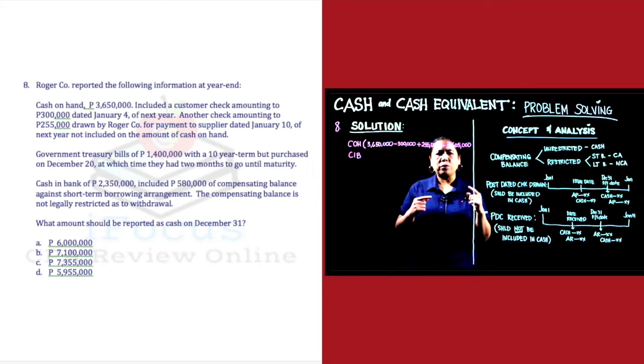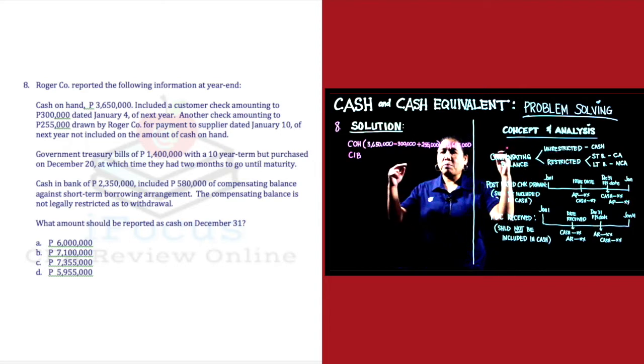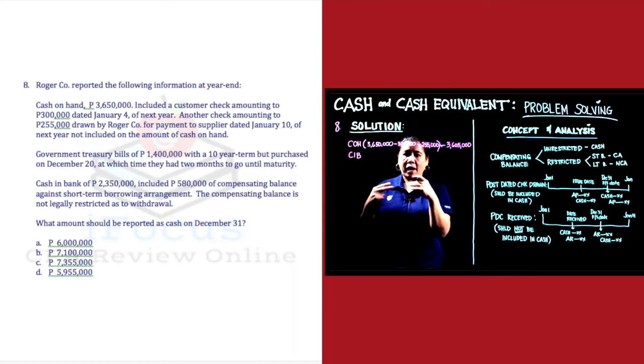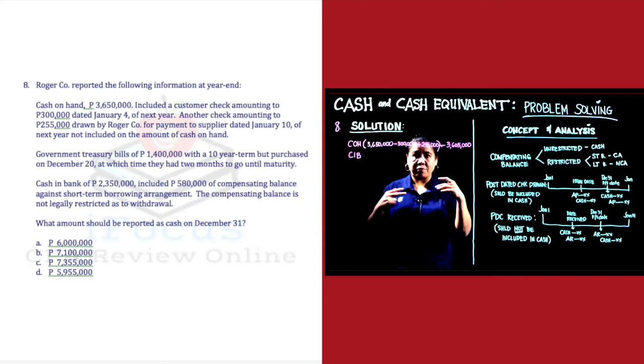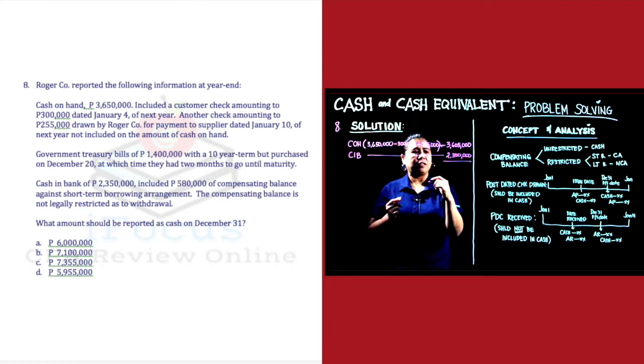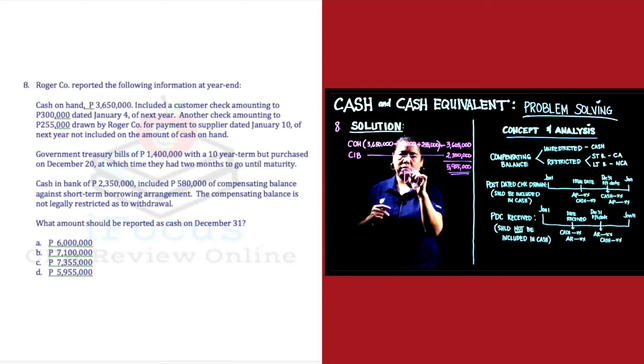So therefore, itong 580,000 dahil hindi ito legally restricted, unrestricted siya, kasama siya sa cash in bank. So, wala tayong adjustment sa cash in bank na 2,350,000. Therefore, ang total amount ng cash natin ay 5,955,000. And our answer is letter D. Right?